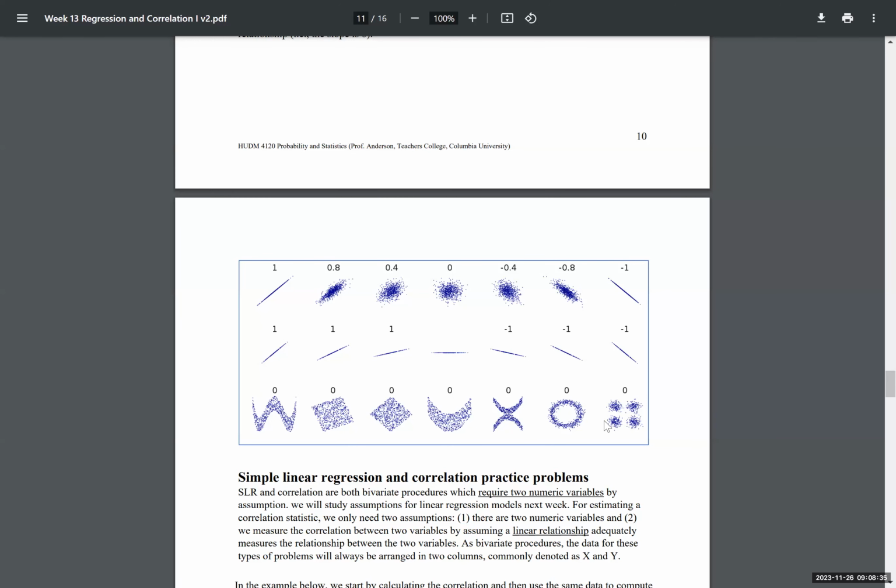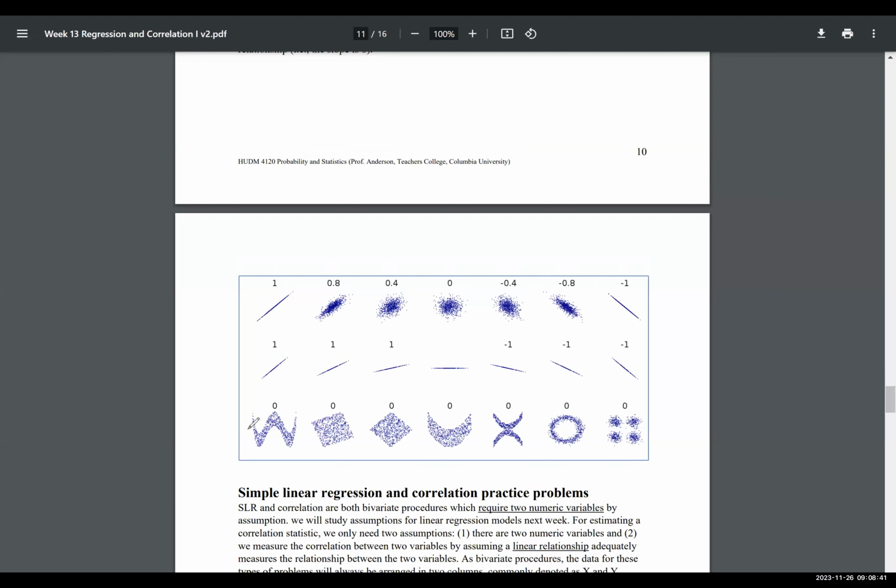But the correlation statistic is 0. And again, this is because a correlation only measures a linear association. So if you fit a line through these, in every case, you're going to get a flat line like this. And the slope of that line is 0. So even though there's clearly a strong relationship between X and Y, our correlation statistic will not pick that up.